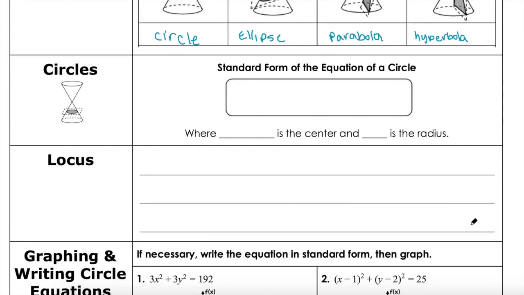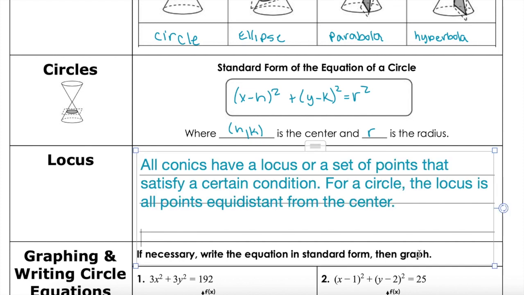For circles, the standard form of an equation of a circle is (x minus h) quantity squared plus (y minus k) quantity squared equals r squared, where (h, k) is the center and r is the radius. In conic sections, we have something called a locus. So all conics have a locus, or a set of points that satisfy a certain condition. For a circle, the locus is all points that are equidistant from the center.